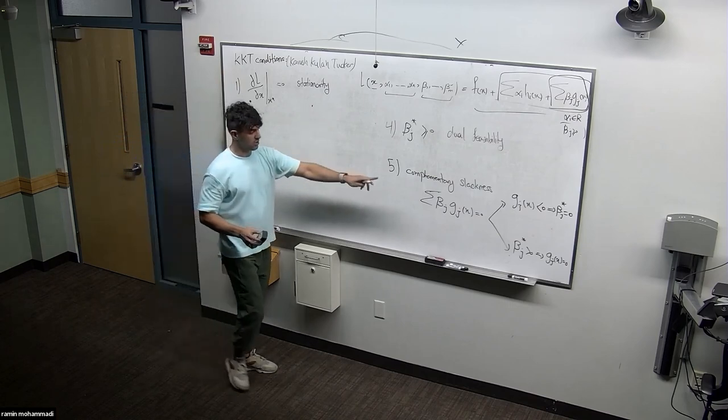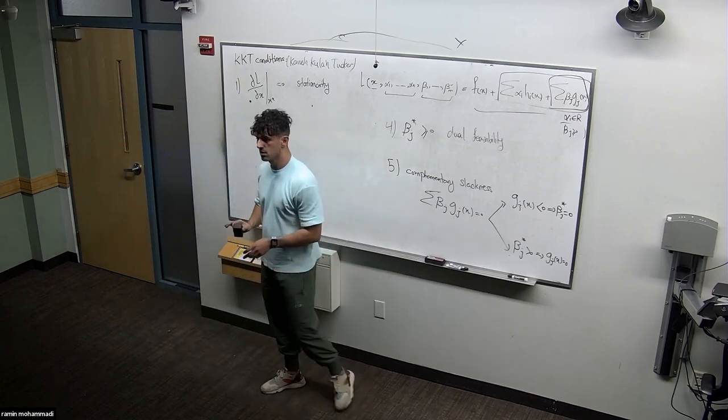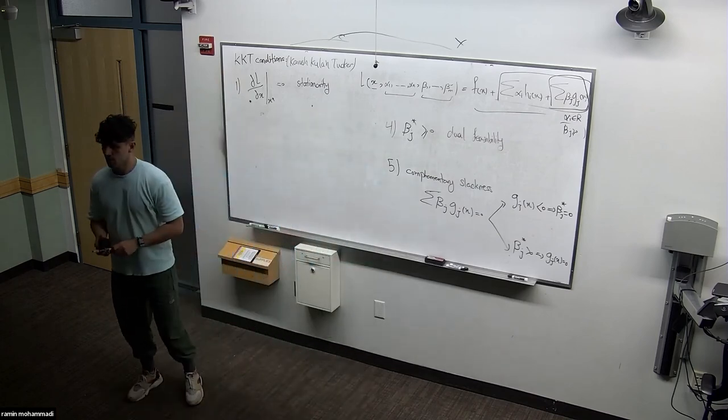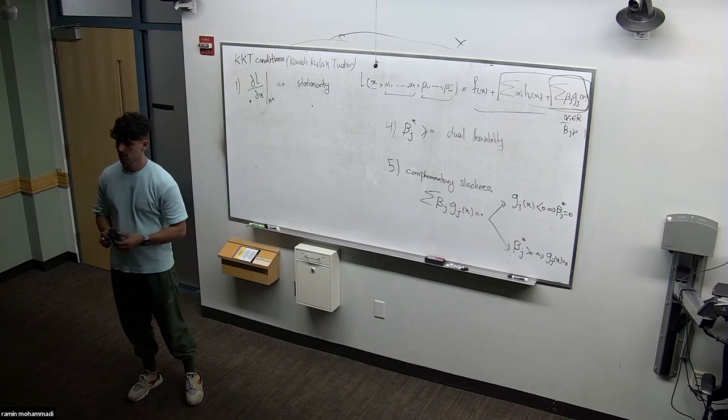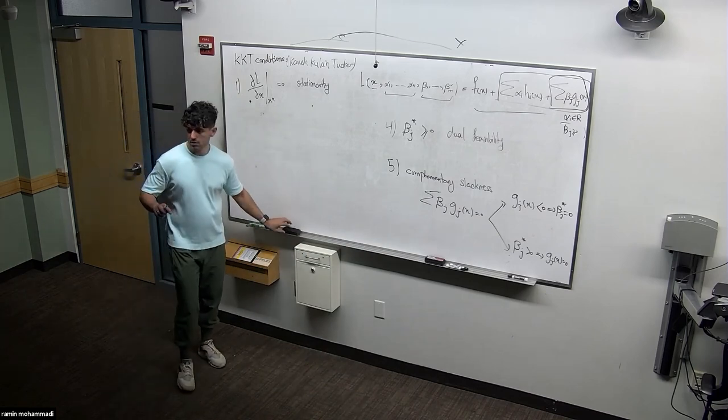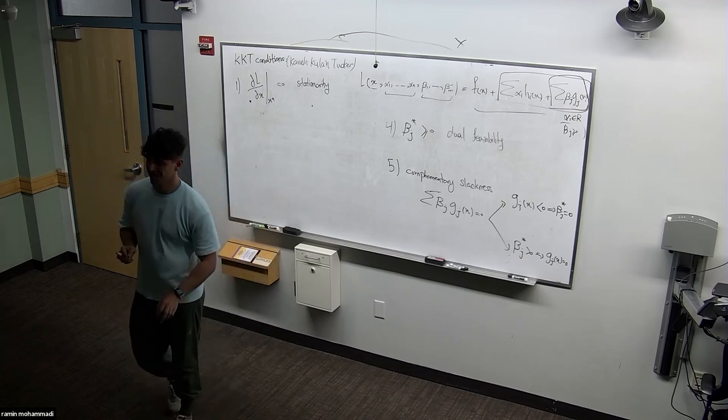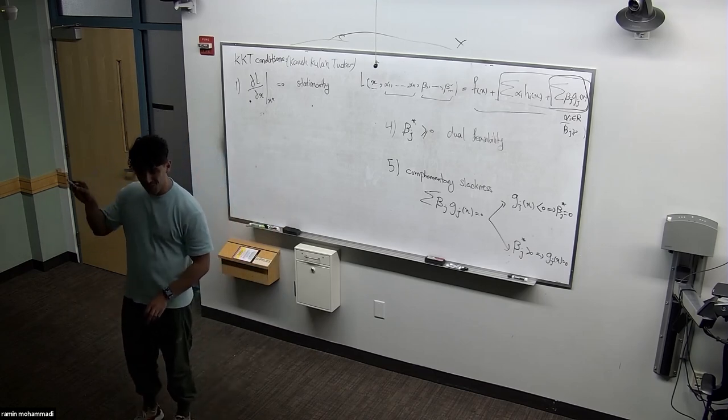This complementary slackness is universal. Complementary slackness means that we have a minimization problem and we have Tj of x less than or equal to zero. If that was not the case, then take a g of x. It always is the case. By the definition of a convex set, it was equal to zero or less than or equal to zero.